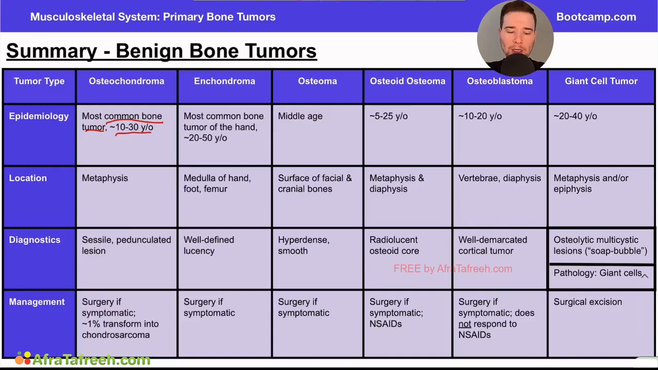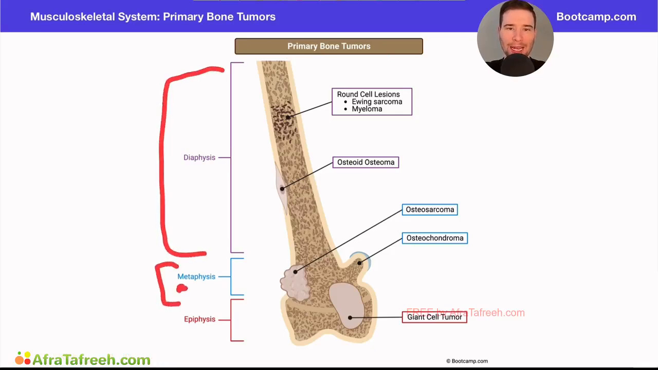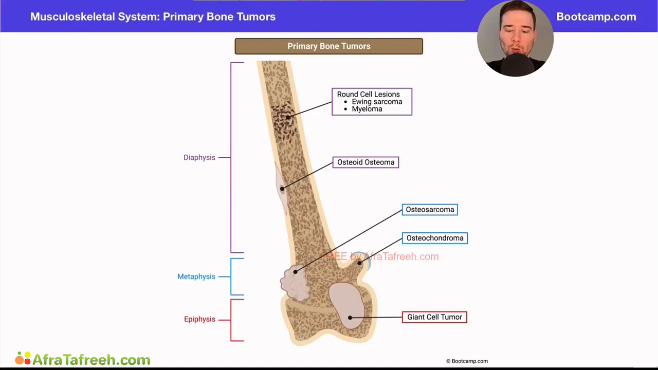When we think about our location here, we're dealing with the metaphysis. Remember, the metaphysis is kind of that middle portion of the long bone. If you recall from this nice image we have on primary bone tumors, we have the diaphysis, which is the really long portion of the bone, the metaphysis, which is kind of the middle. I remember the M in metaphysis for middle, and the epiphysis is kind of the end portion of the bone. I remember the E in epiphysis for end. So remember, our anatomy is really important. And then where are these particular tumors located? We're talking about the osteochondroma, most likely to be in the metaphysis.